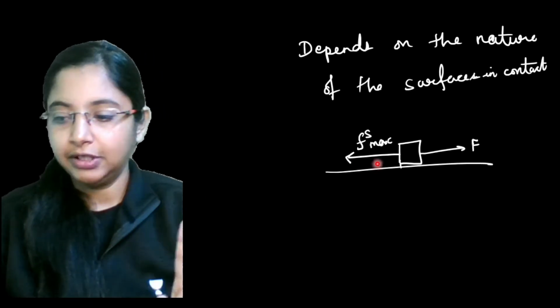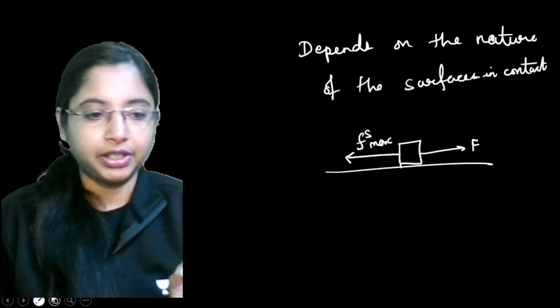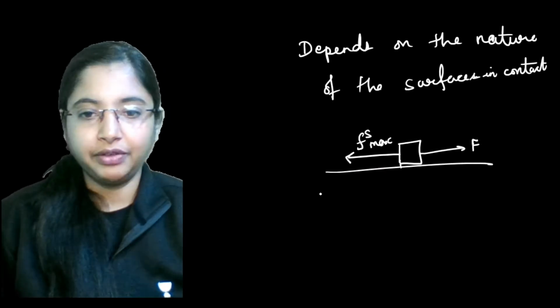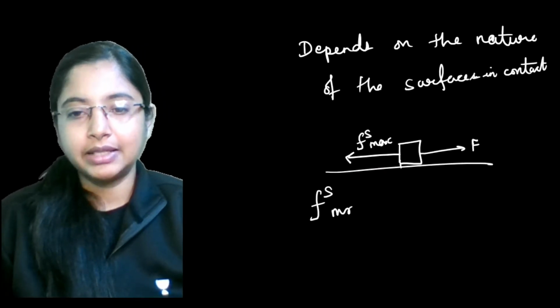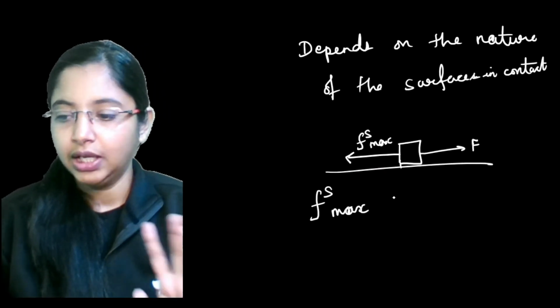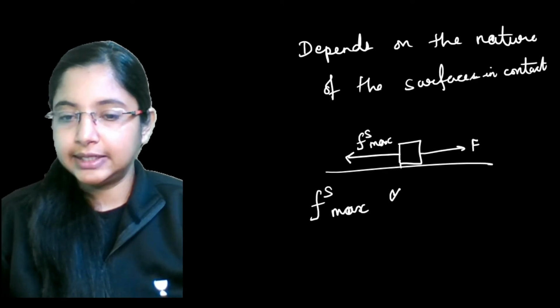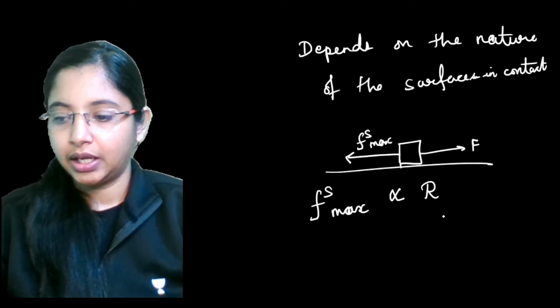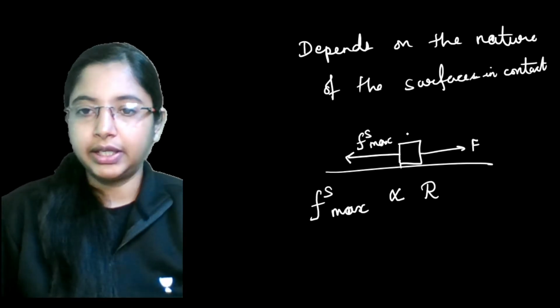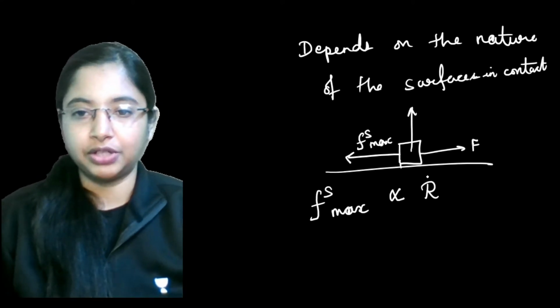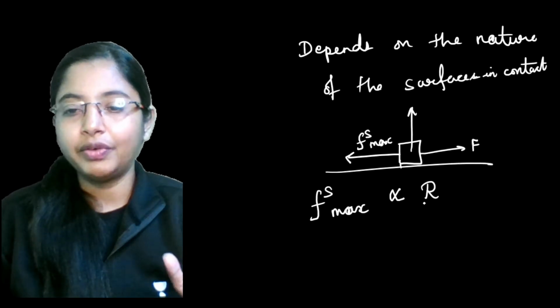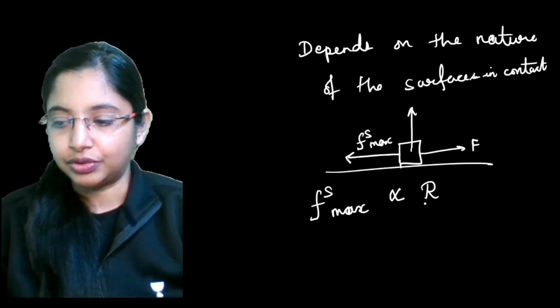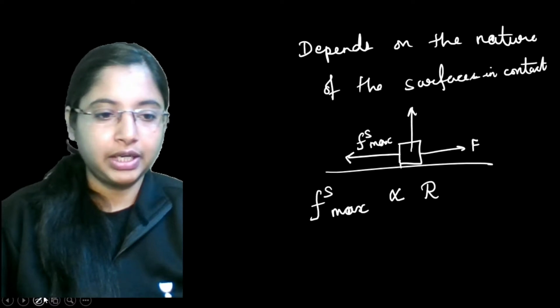After that, this limiting friction that you're seeing is the maximum static friction. Limiting friction is directly proportional to the normal reaction force. If there are two surfaces in contact, there will be a reaction force in the opposite direction, so this limiting friction is always proportional to these reaction forces.